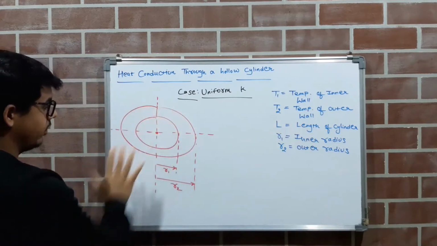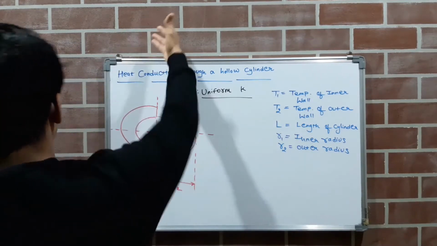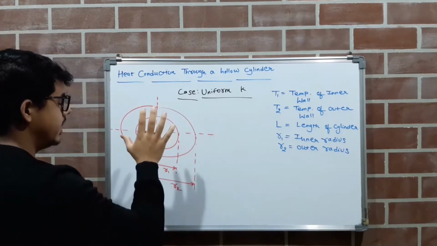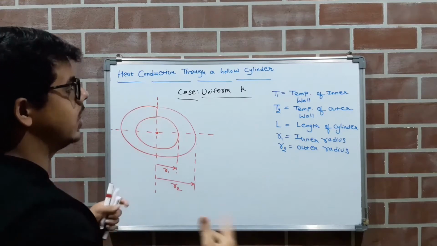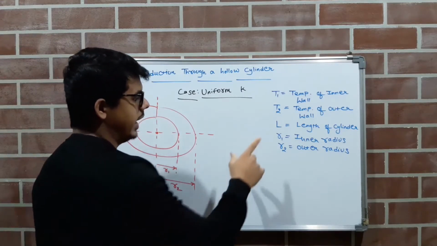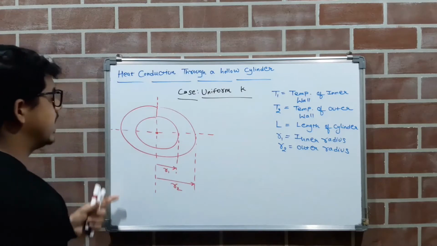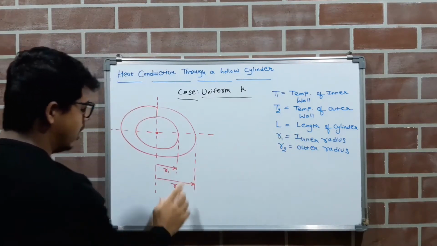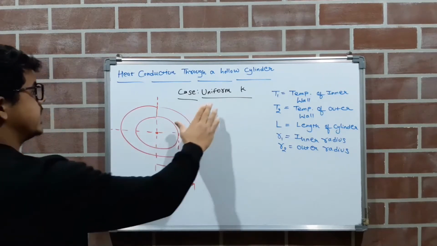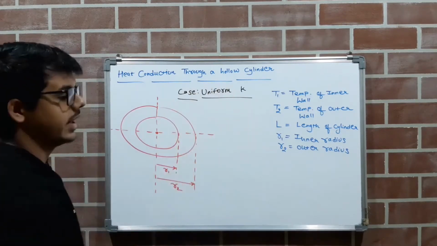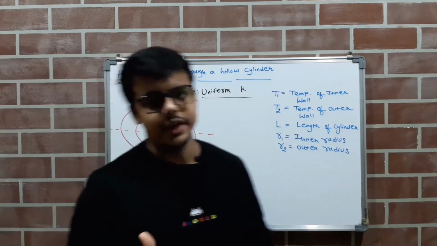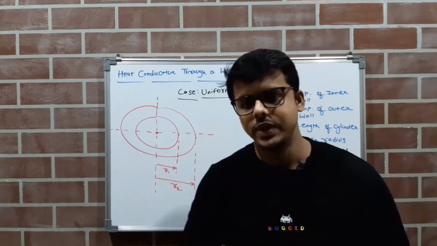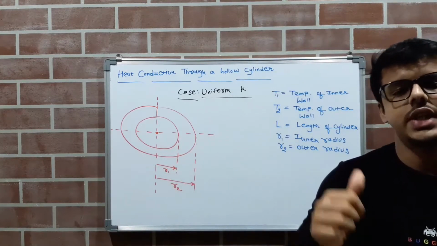This is the front view of the cylinder. Behind this wall there is a cylinder of length L, and the tips of this cylinder are insulated. R1 and R2 are the radii of this cylinder. R1 is the inner radius and R2 is the outer radius. We are considering the case of uniform K. That means the thermal conductivity of the material of the cylinder is uniform, that is, the material of this cylinder is homogeneous and isotropic.